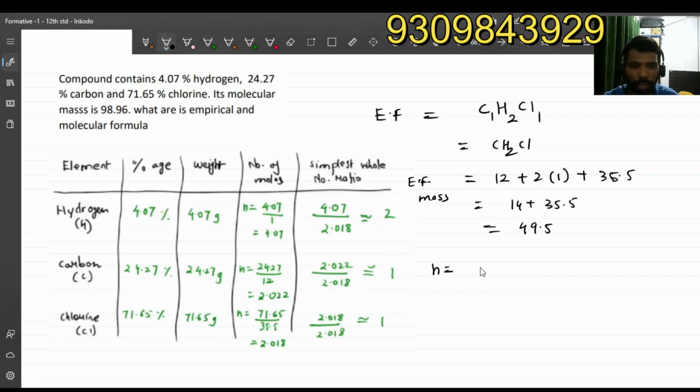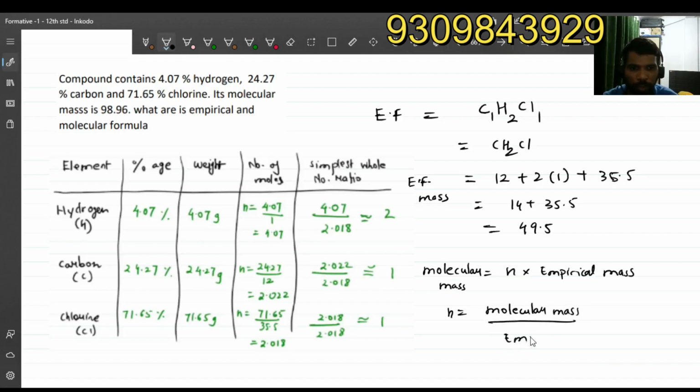So N is equal to what? We have this relation, right? We need to find N over here. So empirical formula we have got. This is the empirical formula. Empirical formula mass is this. So what is molecular mass is equal to N into empirical formula mass, or empirical mass, we can say empirical mass. It is one and the same. So molecular mass is given, so therefore N is equal to molecular mass upon empirical mass.